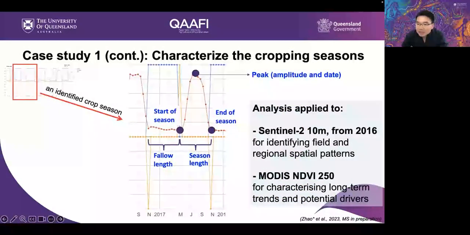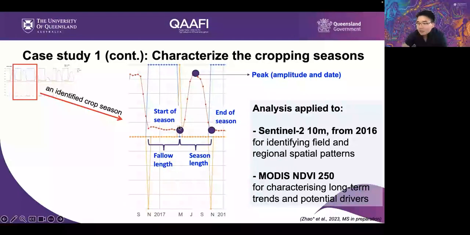And here is the second part of our case study one. We dive further into our analysis by characterizing the detected cropping seasons. And this involves defining five parameters for these seasons. This includes the start of the season, the end of the season as well, the peak, the overall length of the season, and the length of the preceding fallowed period.